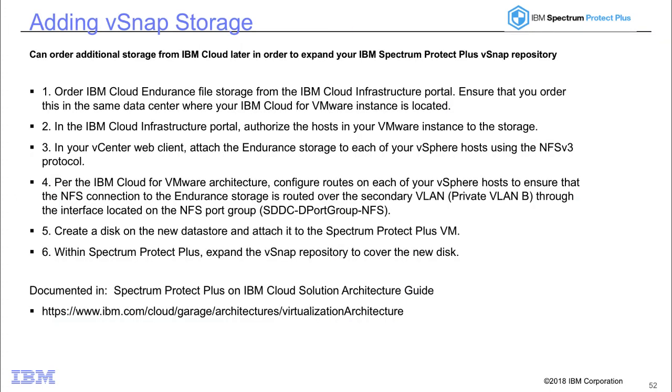In addition, if you deploy Spectrum Protect Plus and need to add storage to it, you can just go out there and in the cloud add additional VSnap storage to the deployment. And I won't read the instructions to you. It is documented in the IBM Cloud Solution Architecture Guide.